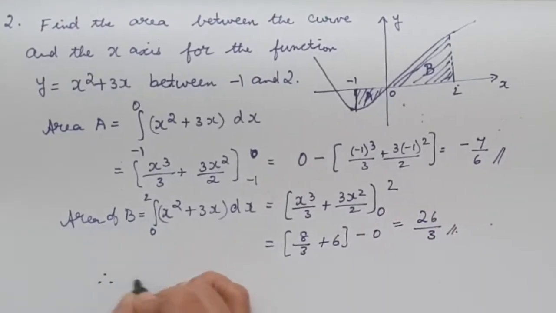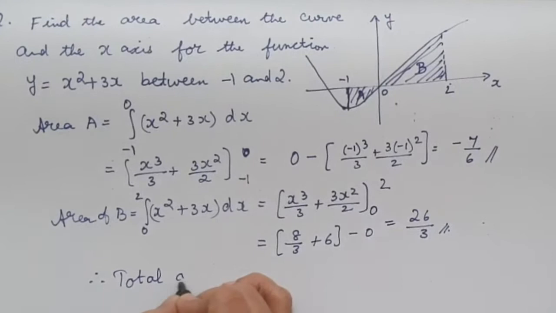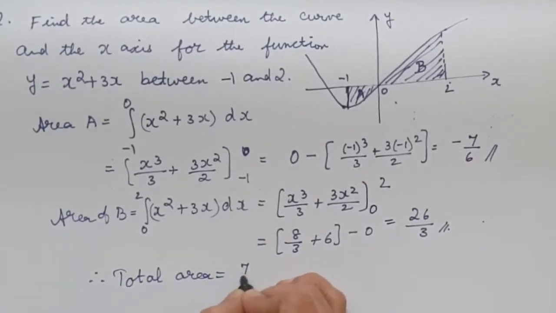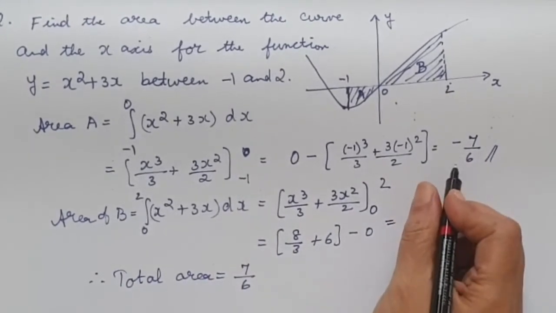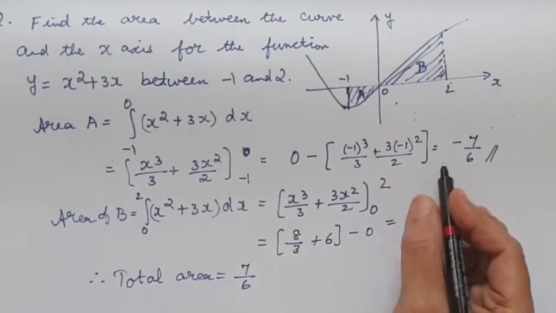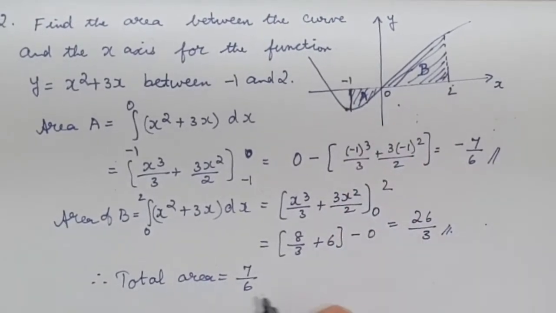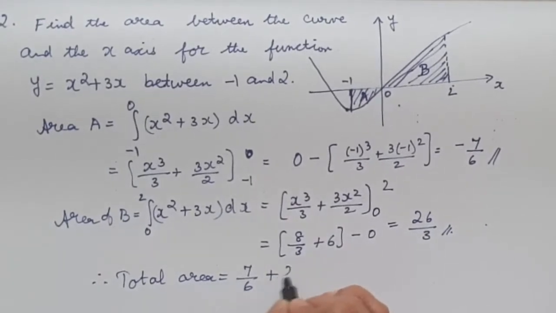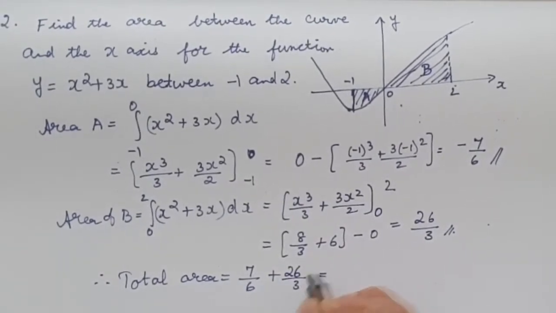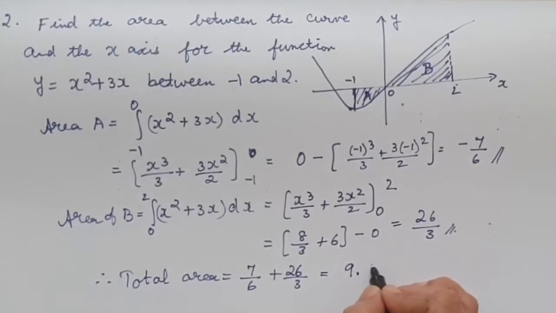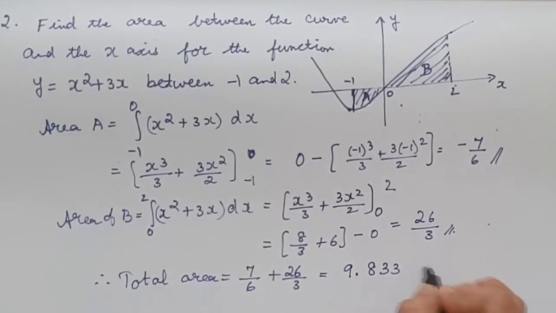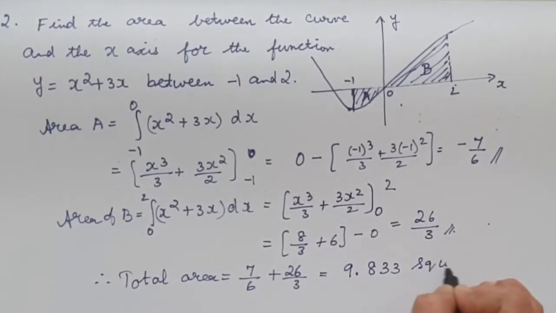Now therefore, the total area, 7 over 6, we are not taking the negative answer because area cannot be negative. Why did we get our answer as negative? Because it is below the x-axis. So 7 over 6 plus 26 over 3. When we simplify it, we get our answer as 9.8833 square units.